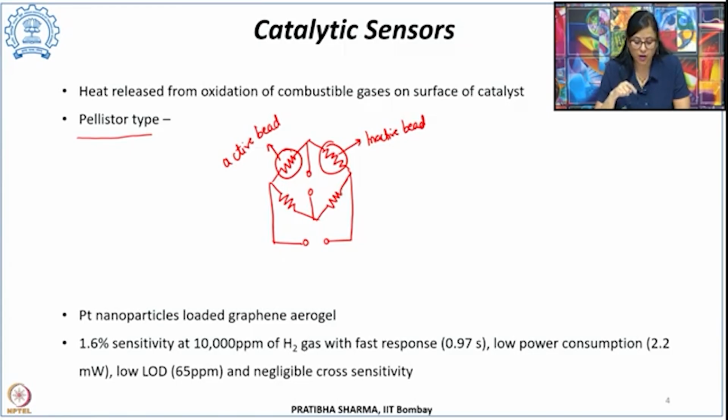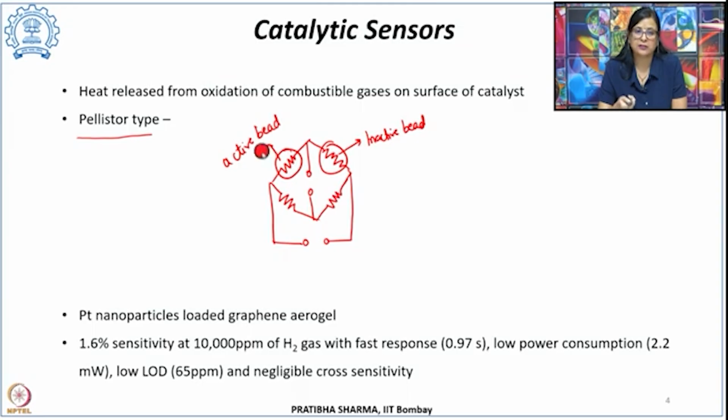However, when there is hydrogen present in the environment and an electric current is passed through the circuit, the beads get heated up. Now as these beads get heated up, the adsorbed hydrogen, if there is hydrogen here, reacts with the adsorbed oxygen exothermically and releases heat. So this occurs at a higher temperature.